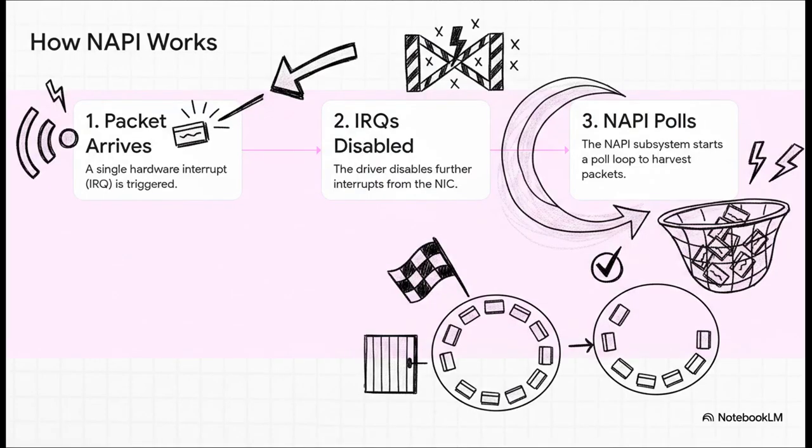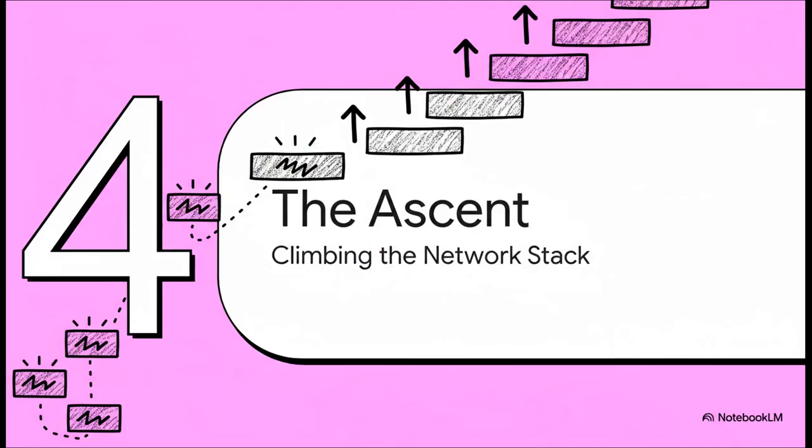The very first packet that comes in triggers one single normal interrupt. That's the signal for the driver to go, okay, we've got work to do. It immediately tells the NIC to stop sending me interrupts for a bit, and then it kicks off a software polling loop. This loop just chugs through the ring buffer, scooping up all the waiting packets in one big, efficient batch. And only when the queue is totally empty does it turn interrupts back on, ready for the next wave of data.